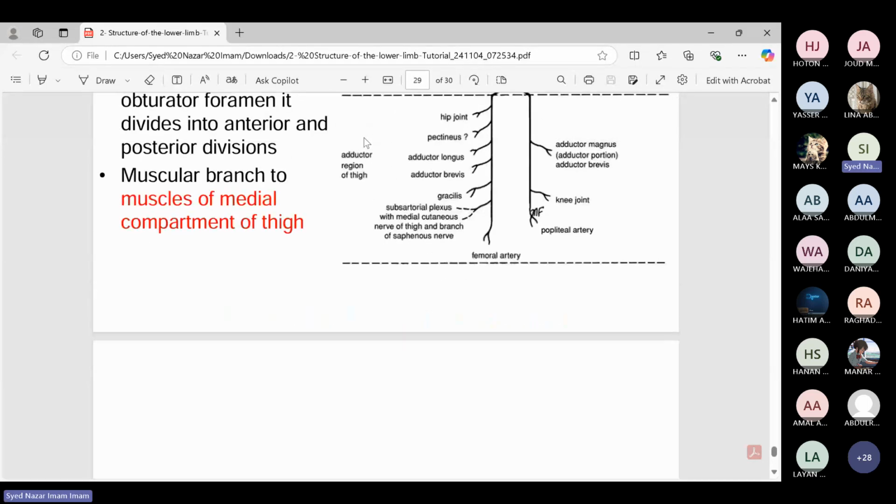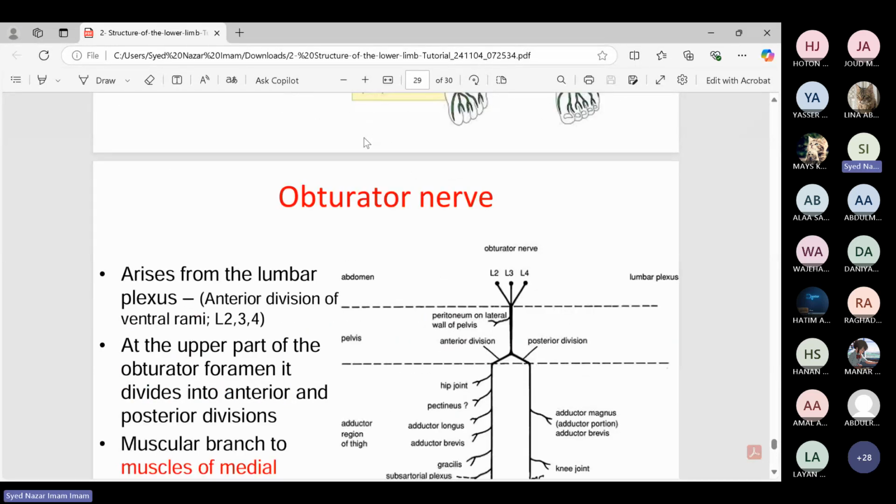So this is what we have today. This is very small, like only 25, 26 slides. And we try to cover all of your lower limb, the things you have to know. The most important objective is to know about the different muscle groups. So what are the muscle groups here?